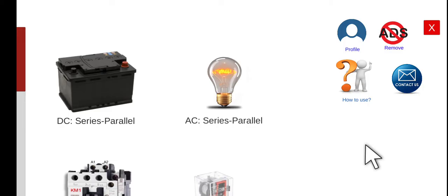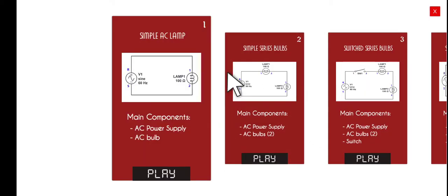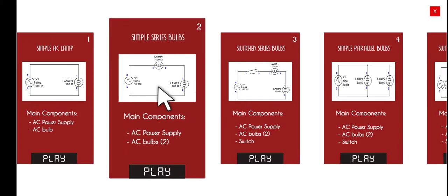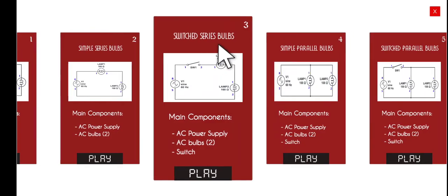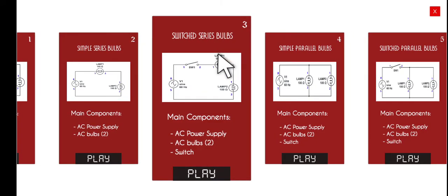Today we're going to perform the third activity under the AC alternating current series in parallel circuits. Okay, click this second menu and then let's go to the third activity entitled Switch Series Bulbs. So this is just very similar to the previous activity that we had, the simple series bulbs. But in this particular case, let us add some component, a normally open switch.